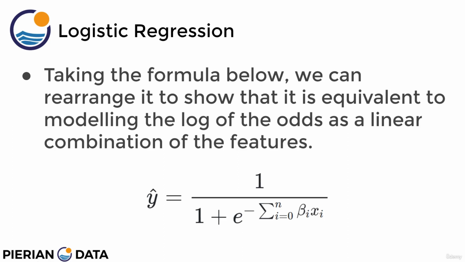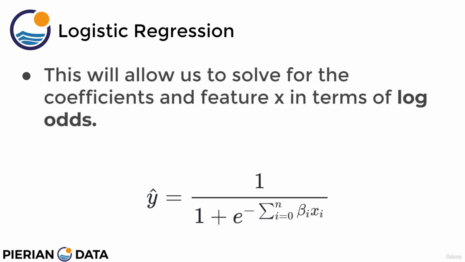So what does that actually mean in plain English? Essentially, what this is going to allow us to do is take this equation and solve for the coefficients, that is the beta coefficients and feature x, in terms of log odds, that is the natural logarithm of the odds ratio. That way, I can more clearly see and interpret the coefficients themselves and how they relate to y hat.